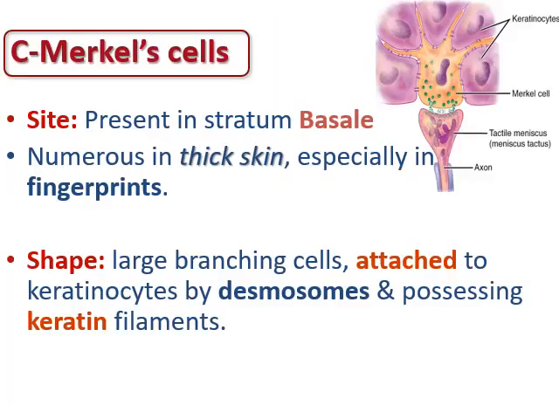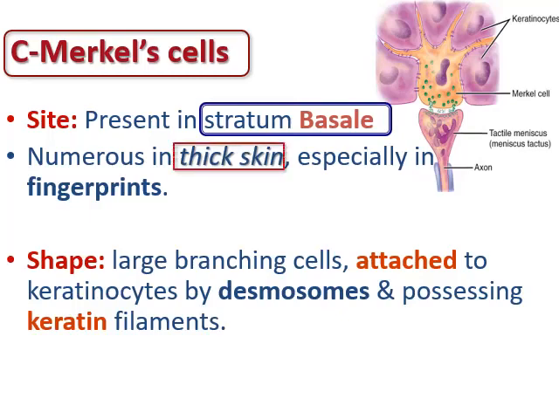Again, as I said before, the epidermis is formed of keratinocytes and non-keratinocytes. Non-keratinocytes: the first one is the melanocyte, which I already talked about. The second is the Merkel cell, and the third is the Langerhans cell. Merkel cell is present in the stratum basale, as we said before. It is more numerous in thick skin, especially in the fingerprints, as it is responsible for fine touch.